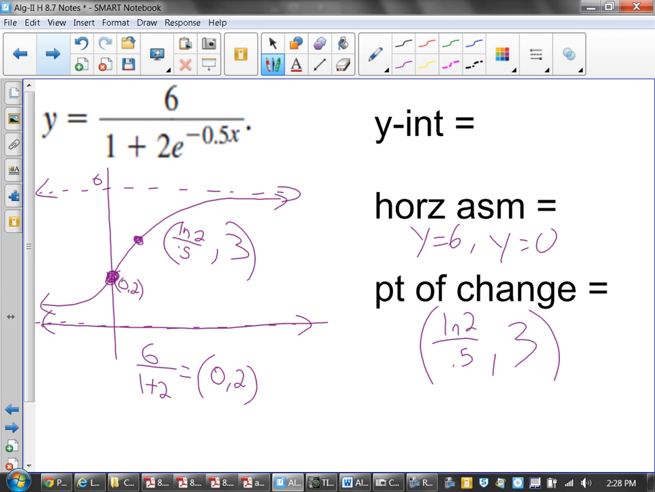So again, when we go to graph something like this, it's really fast. You're going to have an asymptote at your numerator, whatever that is. Your calculators will graph it for you as well, and you can probably find all that information by pressing buttons on the calculator.